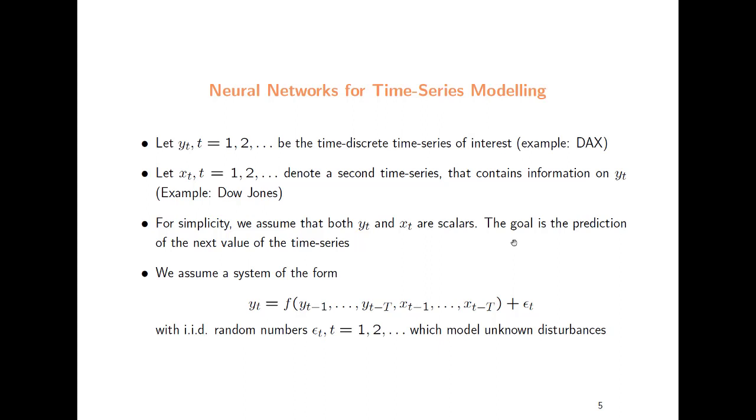And x_{t-1}, so we only have information also from the second time series until yesterday, let's say. And then we assume some random disturbance to make it more realistic. So epsilon_t is added, or we assume that this is an added noise at every step. This is also the simplest noise assumption you can make.